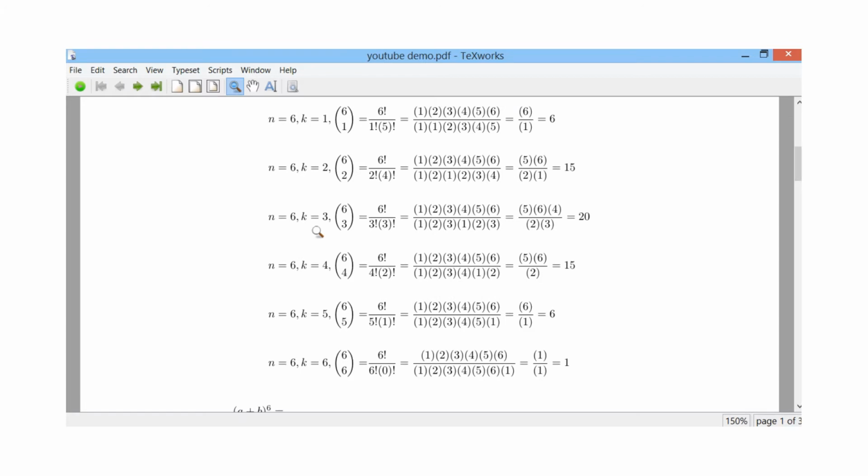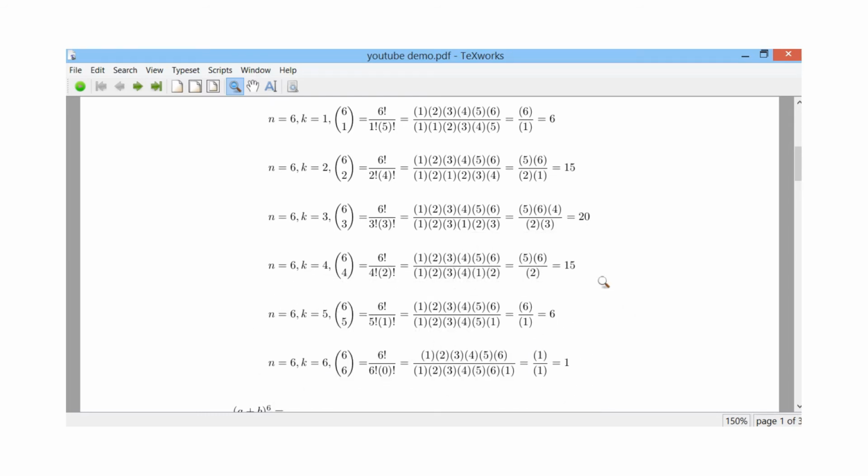Now we're on to 6 choose 3, which is the same: 1 times 2 times 3, 1 times 2 times 3. With all the cancelling out, we have 5 times 6 times 4 divided by 2 times 3, which is 120 divided by 6, which gives you 20. And then the same here, 6 factorial, 4 factorial, 2 factorial, and again all the cancelling out would lead you to 5 times 6 divided by 2, which is 15. 6 choose 5 will lead you to 6, and 6 choose 6 will lead you to 1.